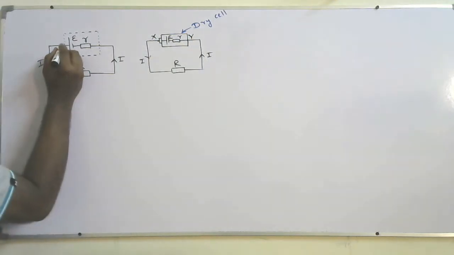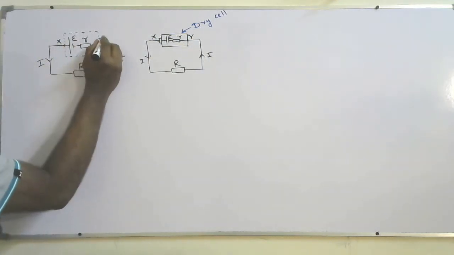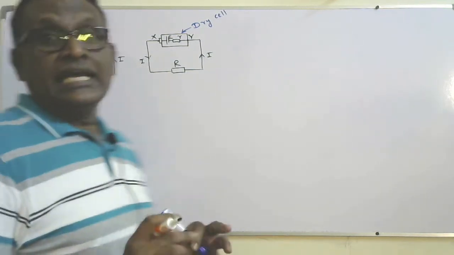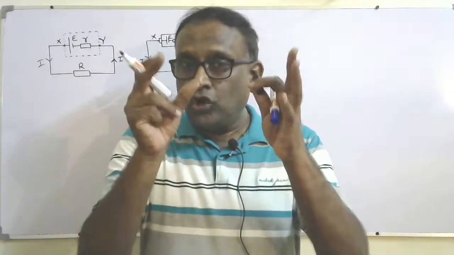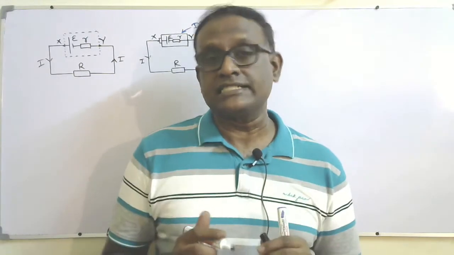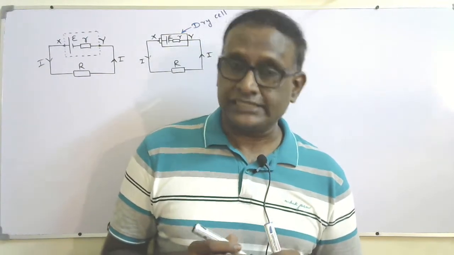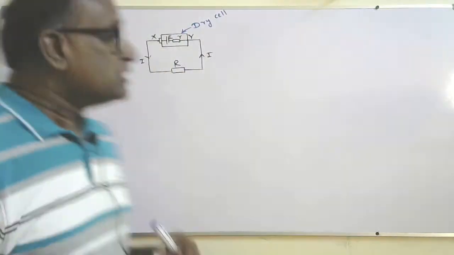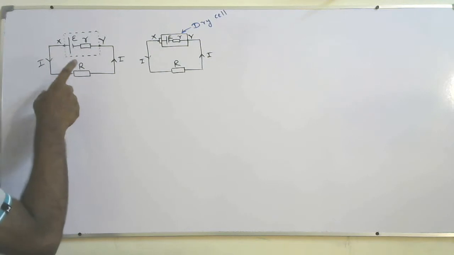Same way I can name here X and Y. So the voltage across XY is applied across the external component. The voltage across the terminals of the cell is called terminal potential difference or terminal voltage of the cell, right? So here I can consider the total resistance. So now look at here.